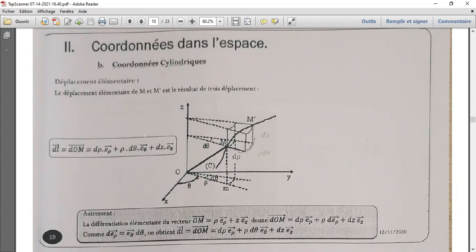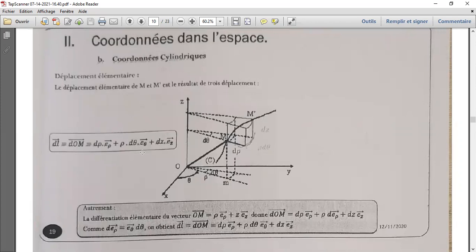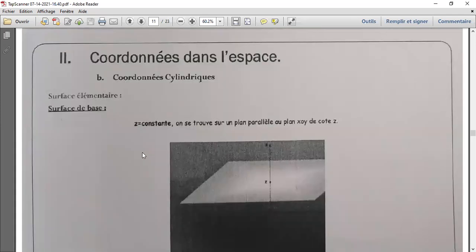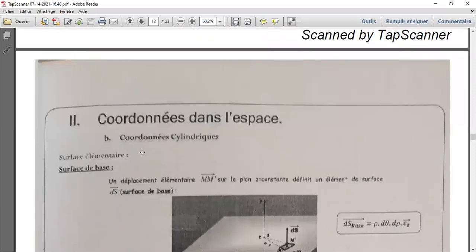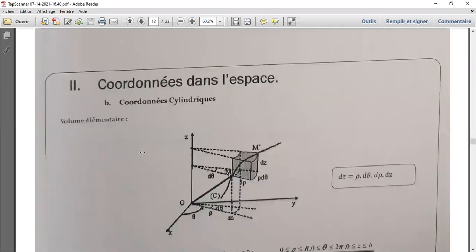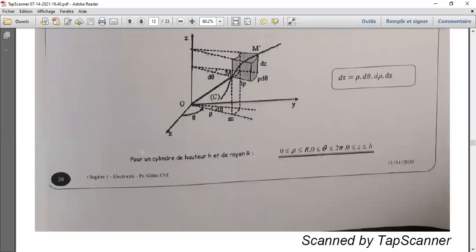D rho times dz, which is perpendicular to what? E theta. Unfortunately, under my notes, we only have for z is equal to constant and rho is equal to constant. But there are some times where they tell you theta is equal to constant. I don't know if there's any question there.